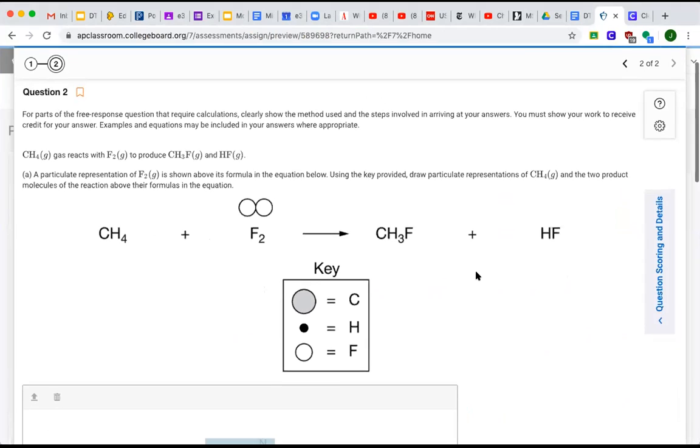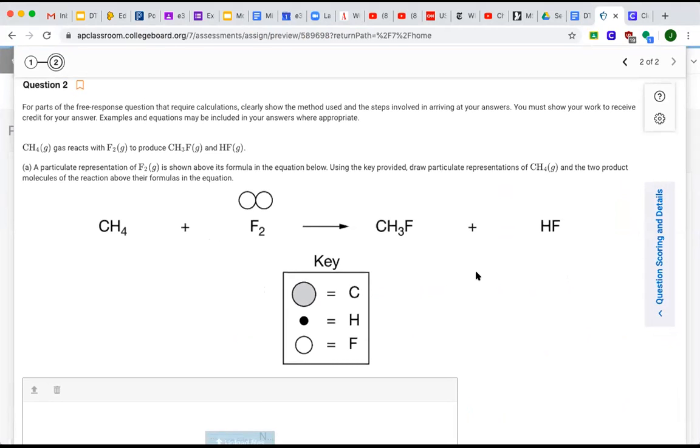Okay. So, hey, Symphony, how are you doing? Welcome, Symphony. So, Symphony, we just went through the first problem. The full discussion of that will be up on YouTube later today. And now we're going through question 2. So, we're looking at the free response questions. For parts of the free response question that require calculations, same instructions as before. It's really important to show all of your work, otherwise you won't get any credit.